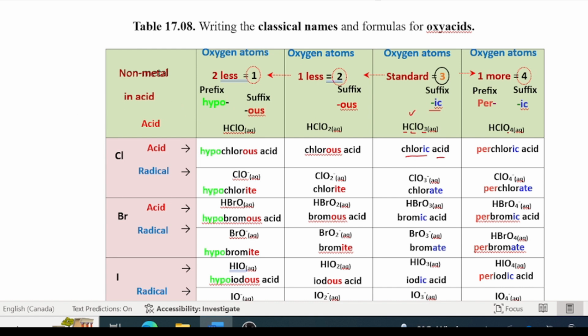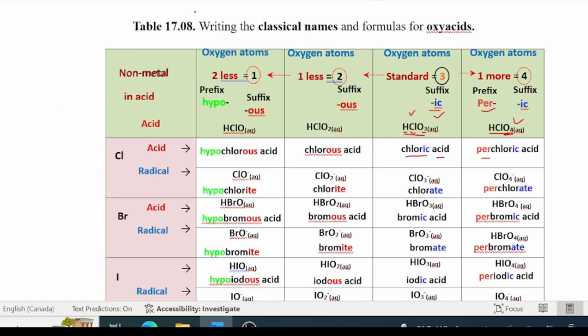If it is HClO4, you see it's more, it's beyond. So I'm saying to you, this is standard, is ic. When you have one more, it's per-ic. So it's the same thing here, but they distinguish this acid from that acid, because this one has 4 and that one only has 3, right? You say perchloric acid. It is still chloric acid, but it has one more oxygen there, and they call that perchloric acid.